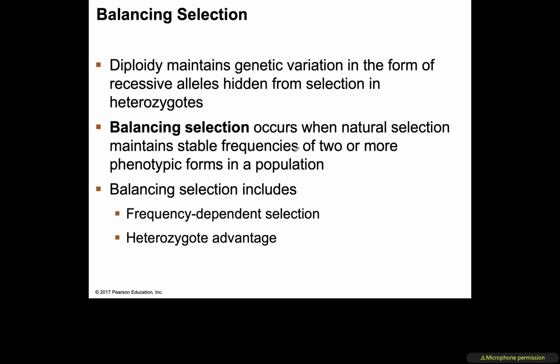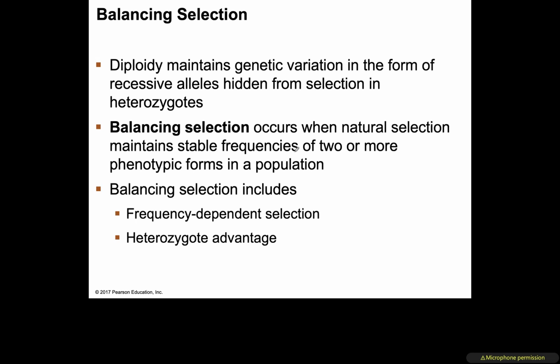All righty. Balancing selection. Diploidy maintains genetic variation in the form of recessive alleles hidden from selection in heterozygotes. Heterozygotes means that there is one dominant trait and one recessive trait. The recessive trait is usually hidden. Just because you look at an individual and see their phenotype expressing the dominant trait, you do not know if they are carrying the recessive allele, because that recessive allele is hidden.